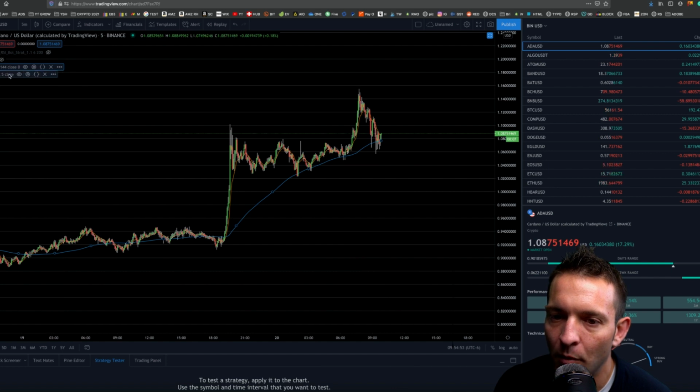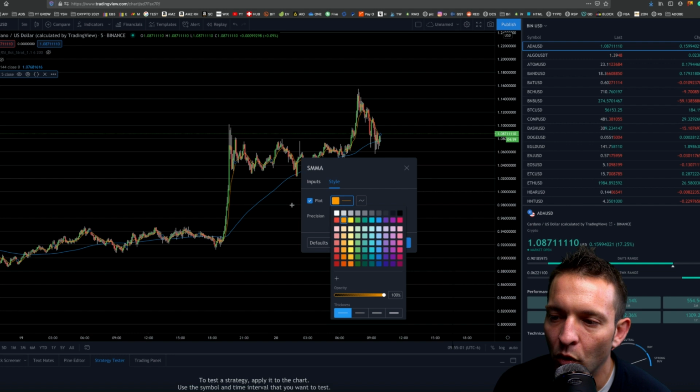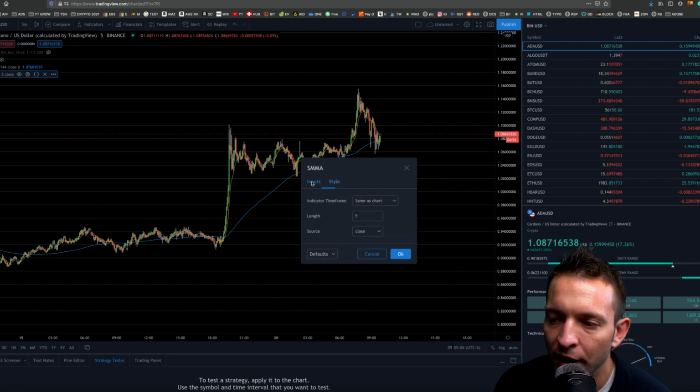Close that one out. Come over here to my smooth moving average, come into settings. On this one, I always like this orange. It really contrasts really well. So I always have my smooth moving average set to orange. And the inputs, I'm going to want to set to 5, and I'm going to hit OK.